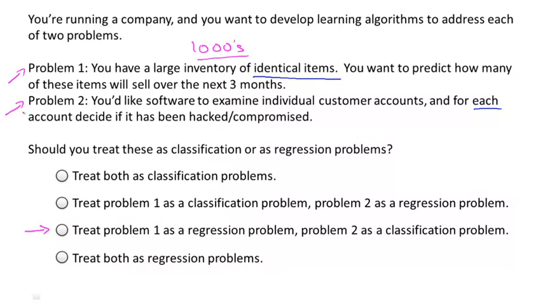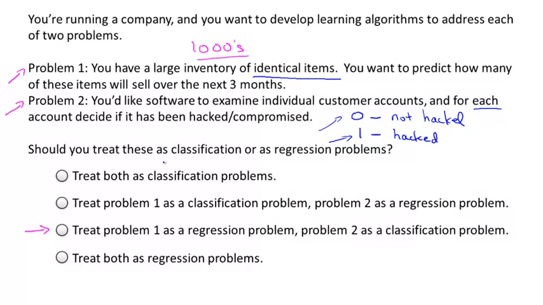And for the second problem, I would treat that as a classification problem, because I might set the value I want to predict to be 0 to denote the account has not been hacked, and set the value 1 to denote an account that has been hacked into. So just like breast cancers, right? 0 is benign, 1 is malignant. So I might set this to be 0 or 1 depending on whether it's been hacked, and have an algorithm try to predict each one of these 2 discrete values. And because that's a small number of discrete values, I would therefore treat it as a classification problem.